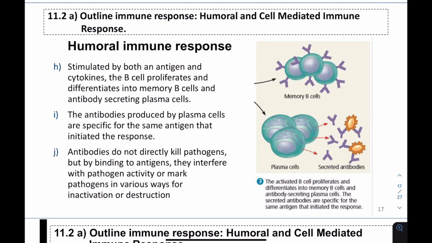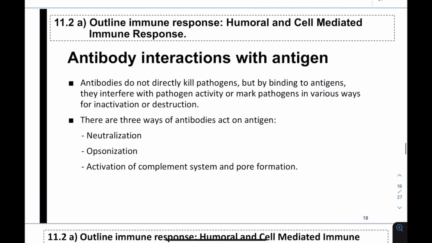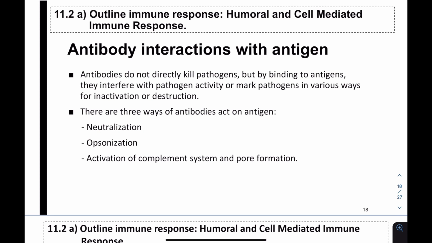So antibodies do not directly kill pathogens, but by binding to antigen, they interfere with pathogen activity or mark pathogen in various way for inactivation or destruction. So antibody, mereka tidak boleh directly bunuh kita punya pathogens lah. What they can do is they will interfere with the pathogen activity. Okay. So menyebabkan patogen itu susah untuk divide ataupun memudahkan sel-sel lain dalam badan kita untuk capture ataupun tanda mark this pathogen to be destroyed later. Okay.